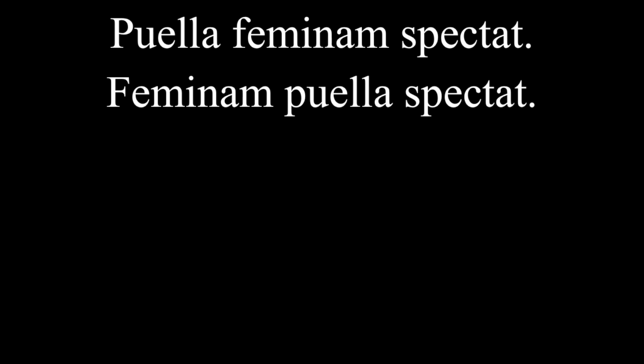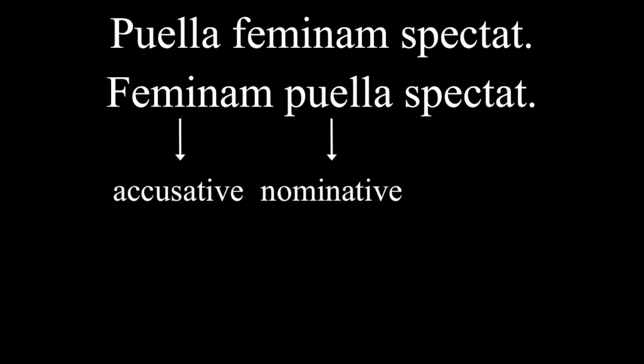If we had feminam puella spectat, it would still mean the girl is watching the woman because the word puella is still nominative case, making it the subject. And the word feminam is still accusative, making it the direct object. In fact, any combination of the three words, regardless of their order, is still going to mean the same thing, as long as we have puella and feminam and spectat. It doesn't matter what order the words come in.